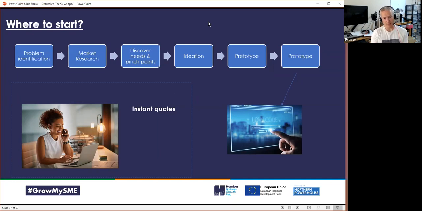There are some very simple things we can do as organizations to start disrupting. I've got two examples on this slide. One is things like instant quotes. So actually changing the sales process. I think there are lots of opportunities to make that slicker, quicker, and more personalized.